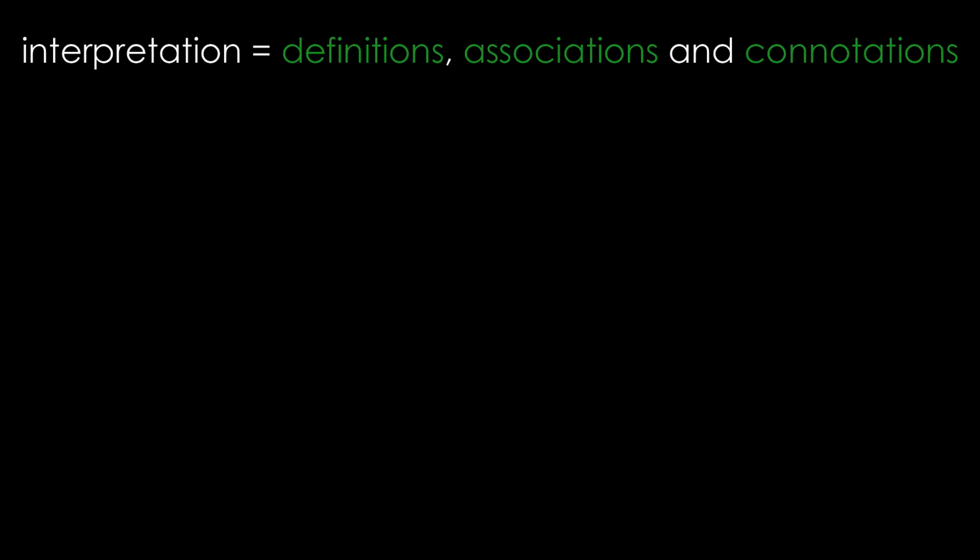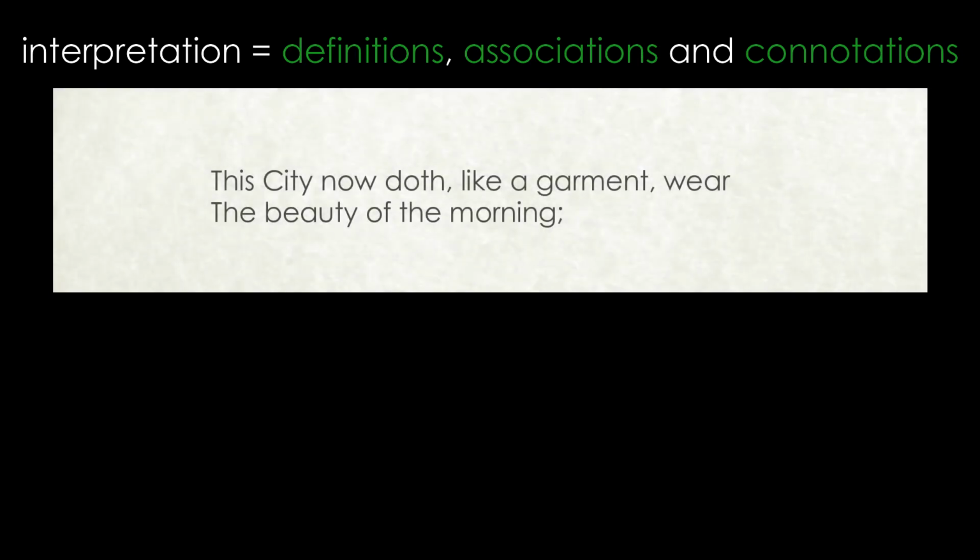So let's go back to our first example, William Wordsworth's Composed upon Westminster Bridge. "This city now doth like a garment wear the beauty of the morning." First, I'm going to annotate it with definitions, associations, and connotations which come to my mind when I read it. And this is going to form the basis of my analysis.